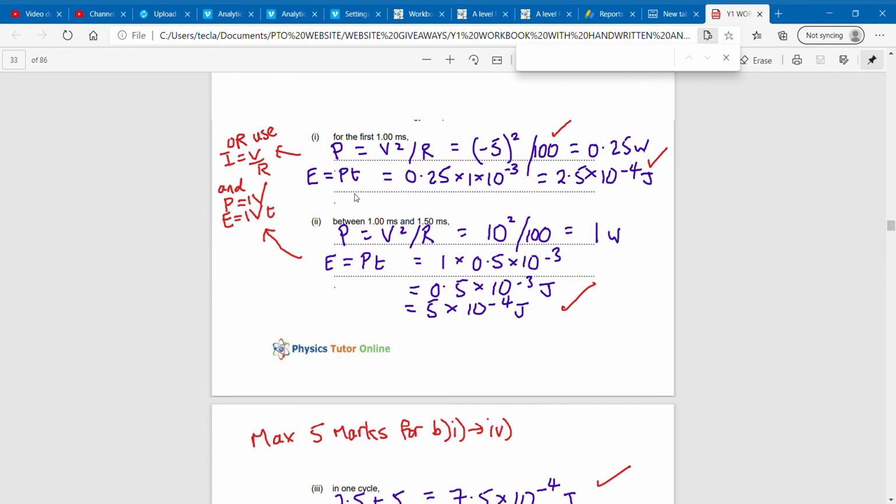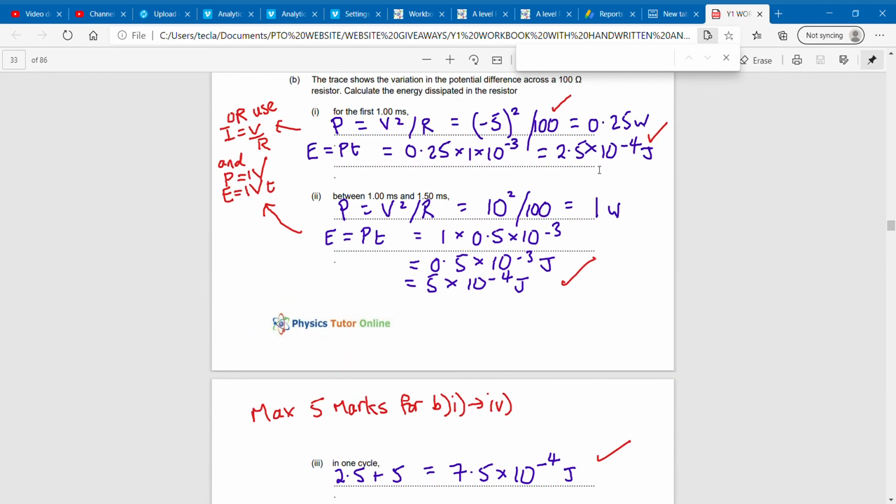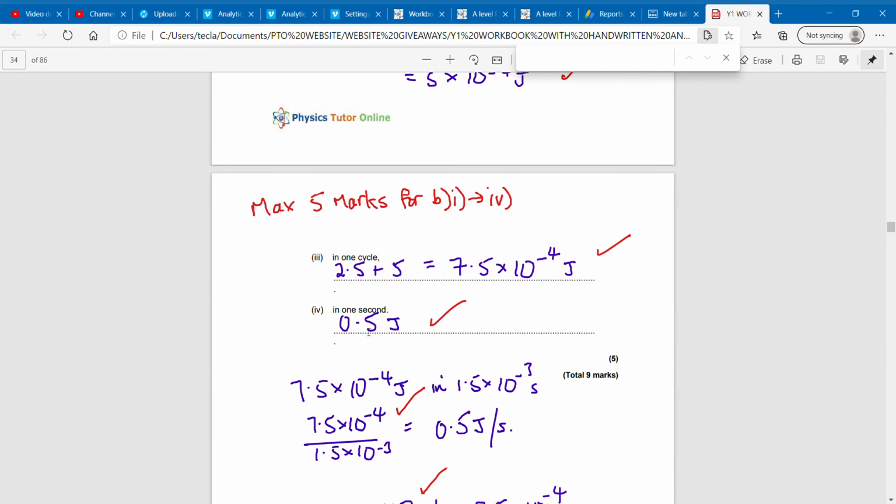So, and then just carrying on this question, part 3 in one cycle. So one complete cycle is going to be adding together the 2 energy values that we've got here to give us a complete cycle. 2.5 plus 5 equals 7.5 times 10 to the -4 joules. And then in 1 second, it's going to be 0.5 joules. So the calculation is shown below.